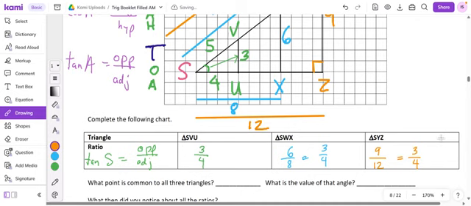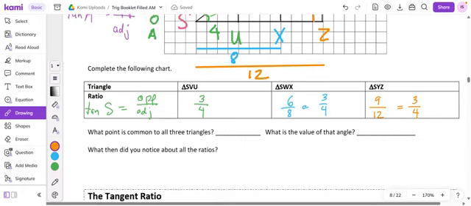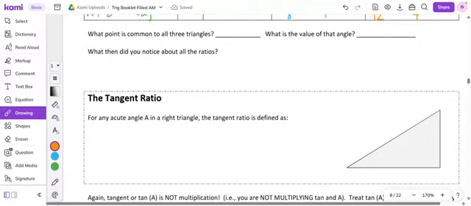And so what I see is that when I have the angle of 36 degrees, my tan ratio is always 3 over 4 or 0.75, right? Regardless of how big the triangle is. It doesn't matter how big it is. It's all about the size of the angle. So let's write our findings about the tangent ratio.